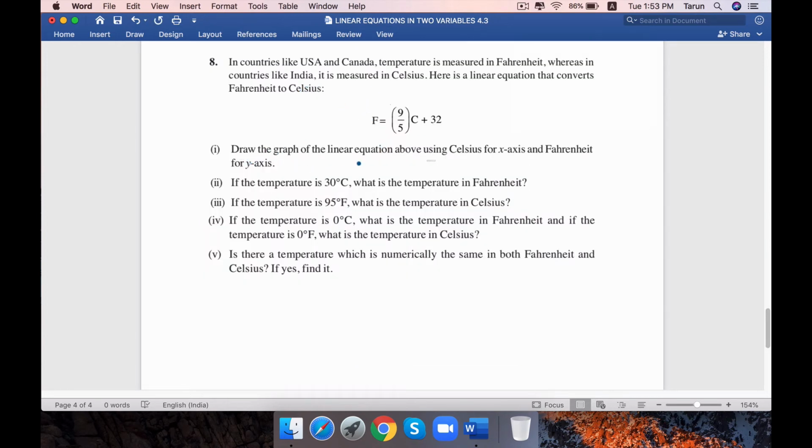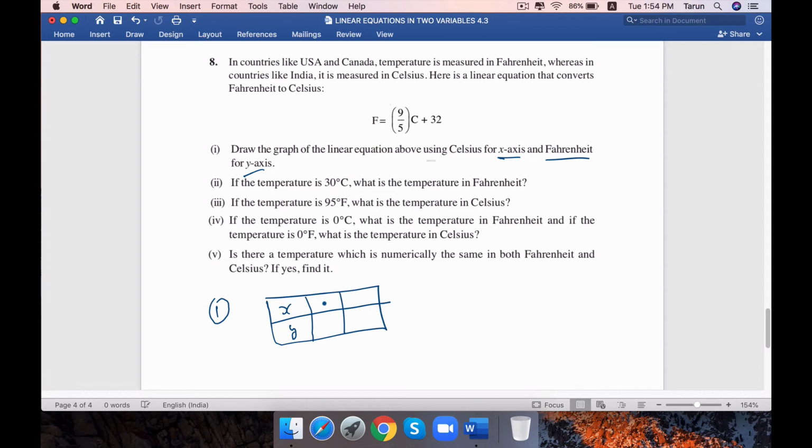It says draw the graph of the linear equation above using Celsius for the x-axis, and for the y-axis we are going to use Fahrenheit. So we can simply draw the graph by using 2 coordinates for the first part. Let's take 2 coordinates for x and 2 for y.